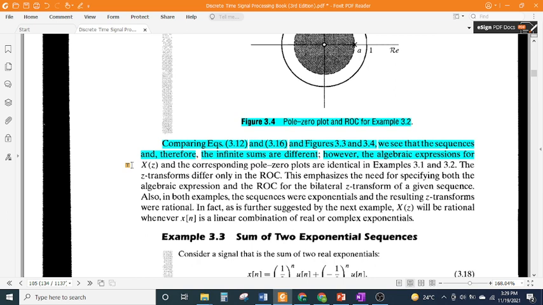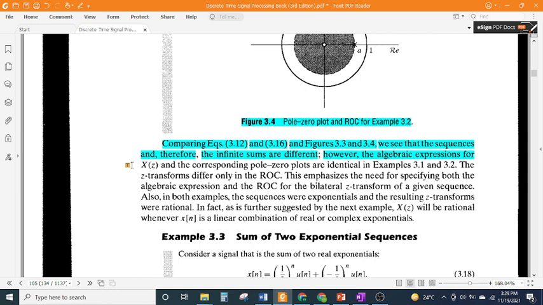Example 3.3 Sum of two exponential sequences. Consider a signal that is the sum of two real exponentials, x[n] = (1/2)^n u[n] + (-1/3)^n u[n], Eq. 3.18. The z-transform is Eq. 3.19.